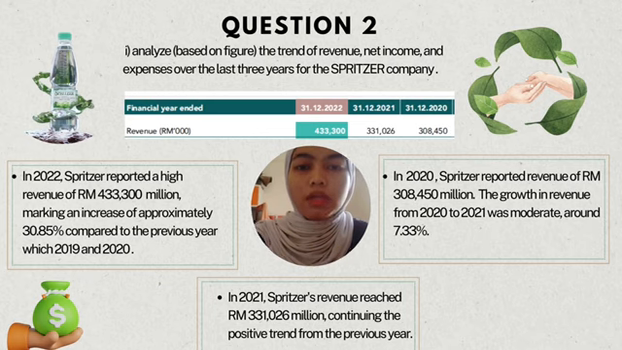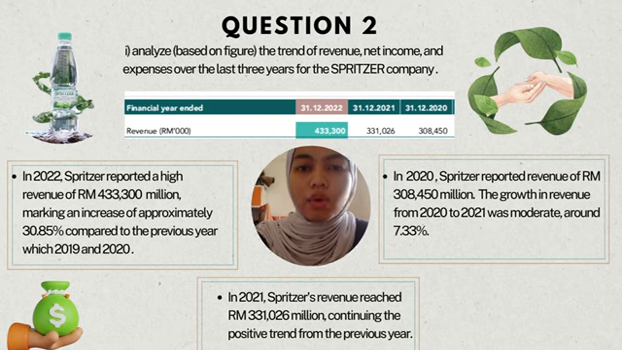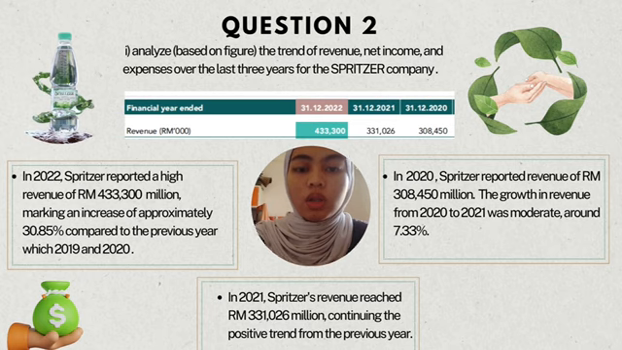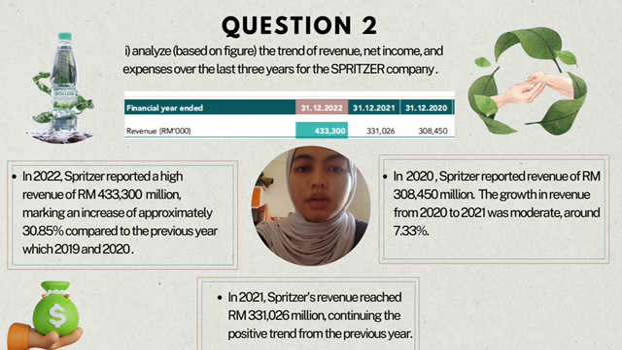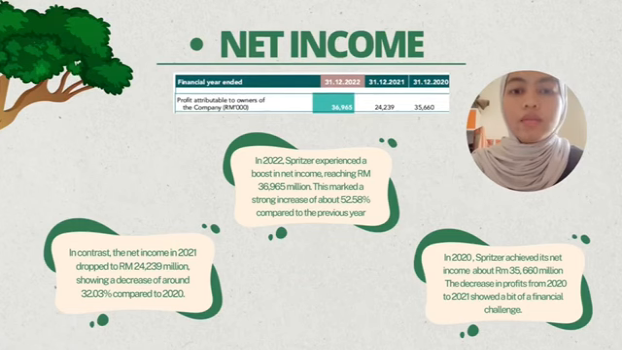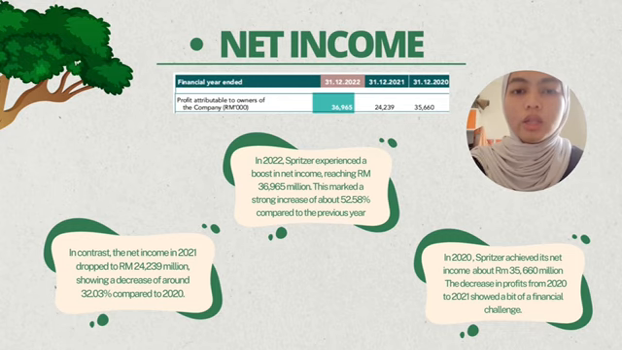Spritzer achieved a 7.33% increase in revenue from 2020 to 2021. The most exciting development was seen from 2021 to 2022, with a substantial 30.85% increase in revenue. So next, for the net income, there was a decline in 2020, but Spritzer experienced a remarkable recovery and growth in 2021 and 2022.